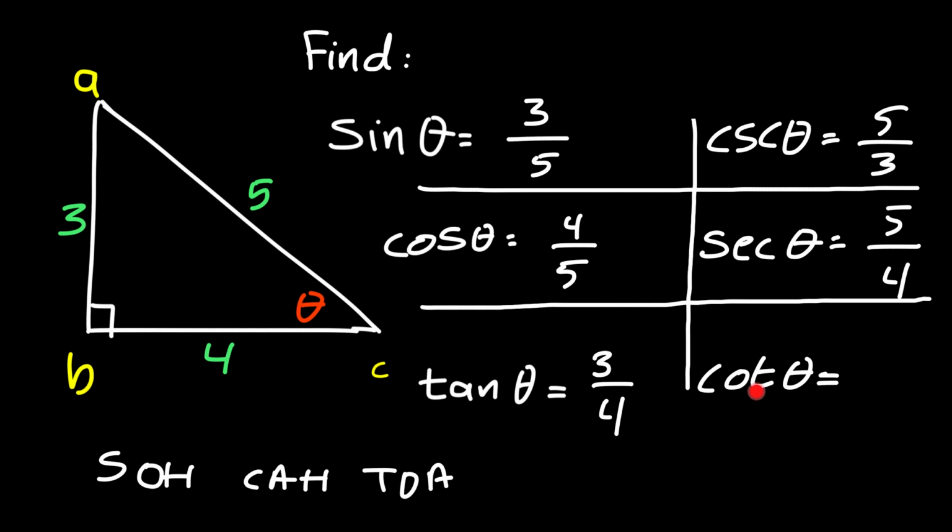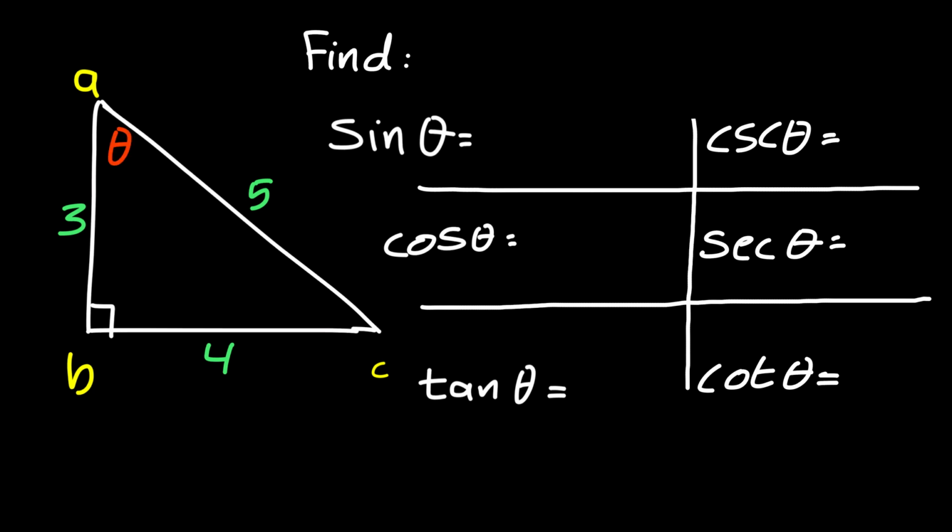And for the cotangent theta, sorry, it will be completely the opposite. We have to flip the number. So 4 divided by 3.